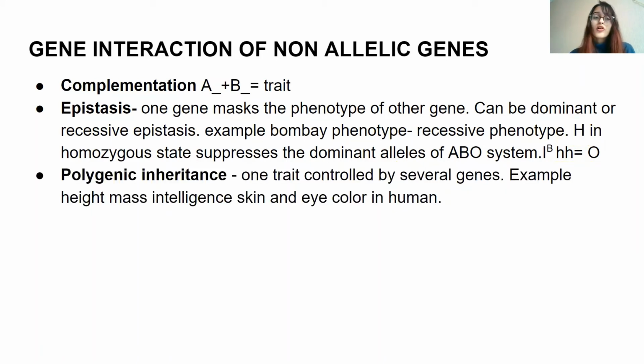So next we have polygenic inheritance. Right, a few minutes ago we were discussing this. So one trait is controlled by several genes, as the name suggests, and the examples can be height, mass, intelligence, skin, eye color, etc.